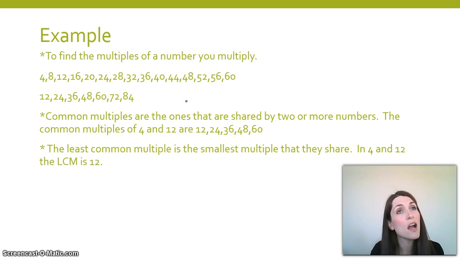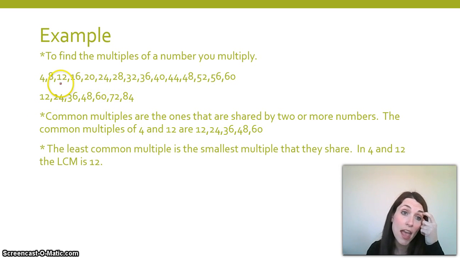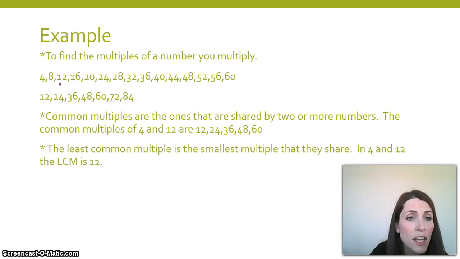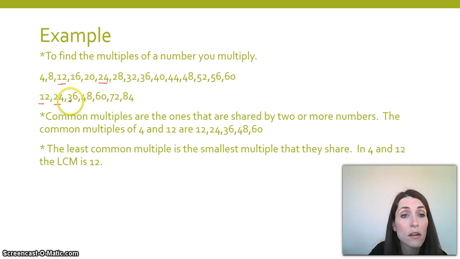So now we're talking about common multiples. That means that there are ones that are shared by 2 or more numbers. So we want to find the numbers that are shared in both our list of multiples of 4 and our list of multiples of 12. If I go up here and underline, I know that they share 12, they share 24, they share 36, they share 48, and they share 60.